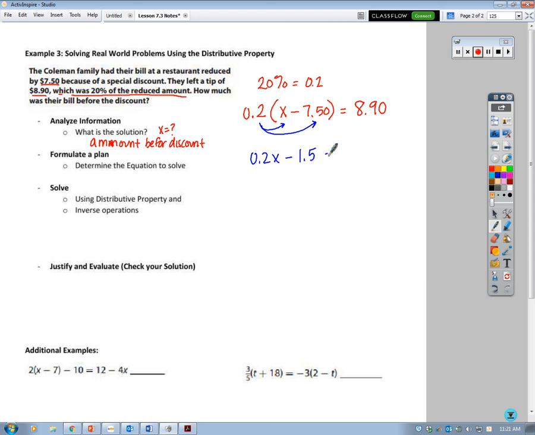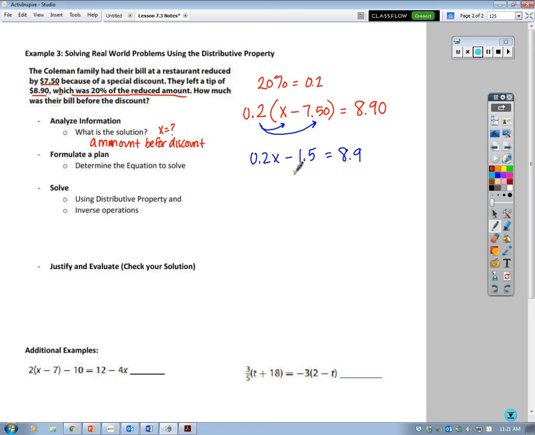And then we're going to set that equal to $8.90. Do you have to have this 0? No, you don't. You could just have 8.9 and that would be fine. In fact, I'm going to go ahead and get rid of that because we don't need it. Okay, so now I've got an equation that I need to solve. And what I'm going to do is use the distributive property and inverse operations.